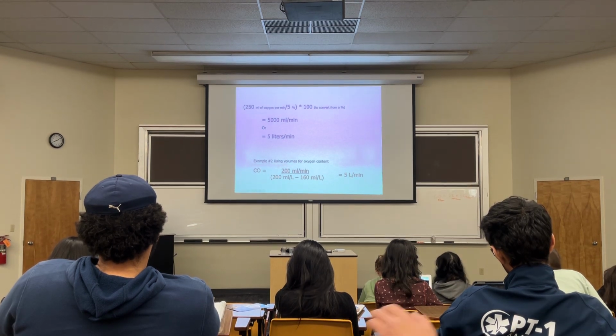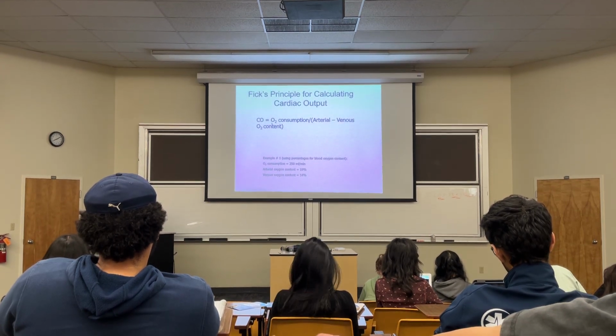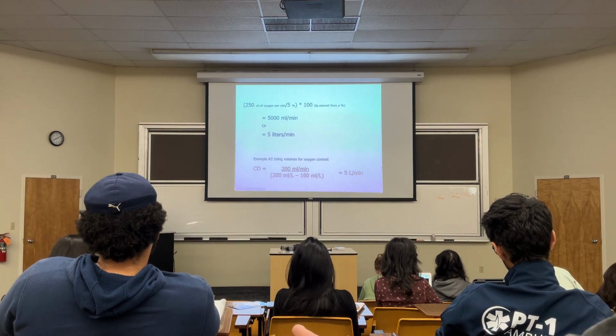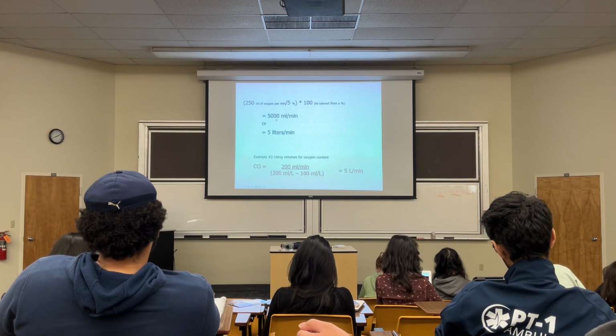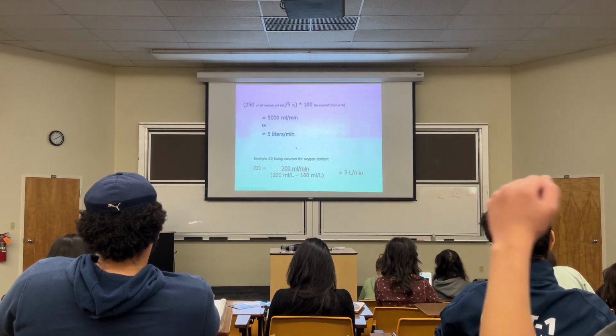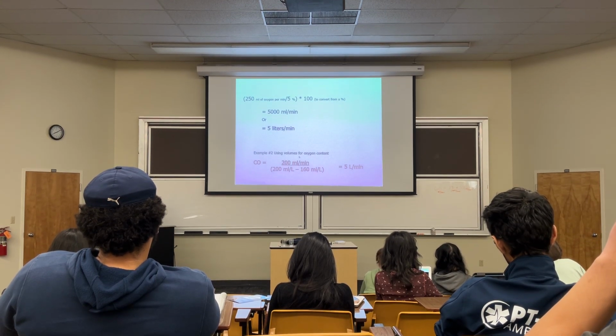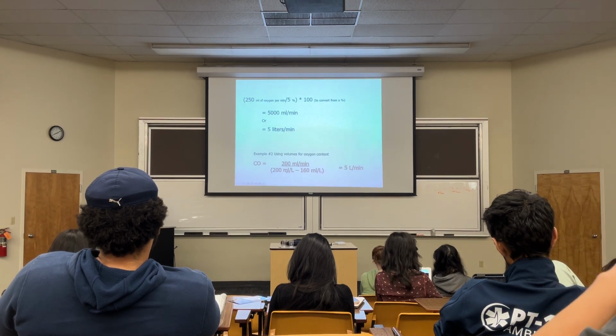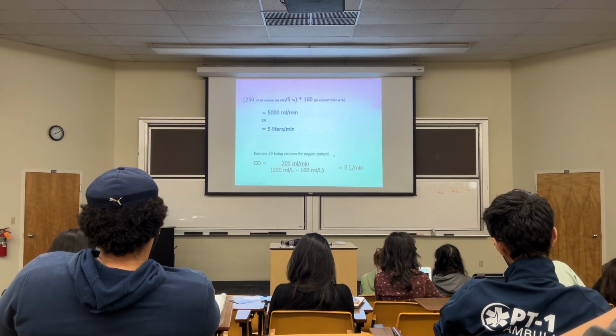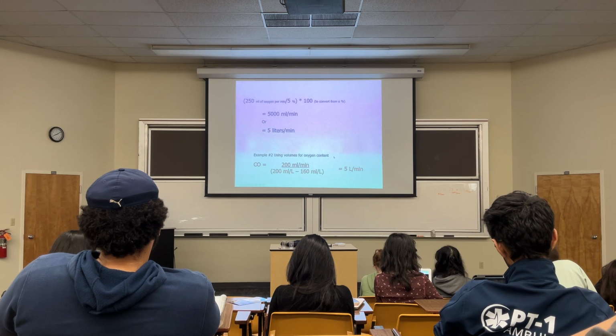This is calculating it. We gave you some numbers here. Here's plugging the numbers in. And we get about 5,000 milliliters per minute or 5 liters per minute. You can also use volumes for oxygen content. This shows it using volumes. So you can calculate it doing that.